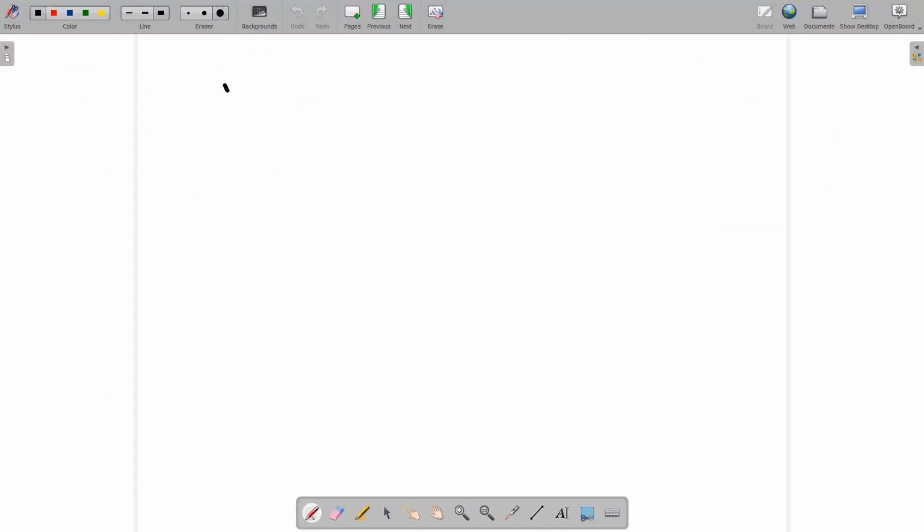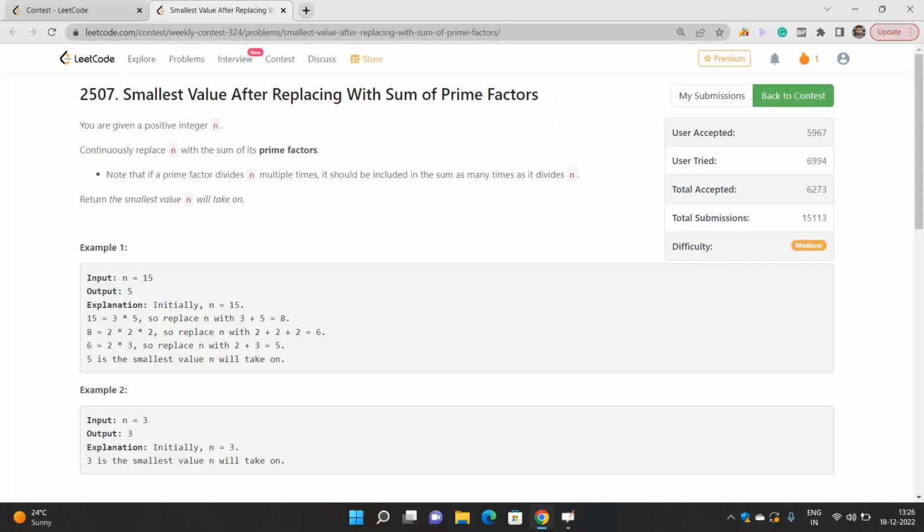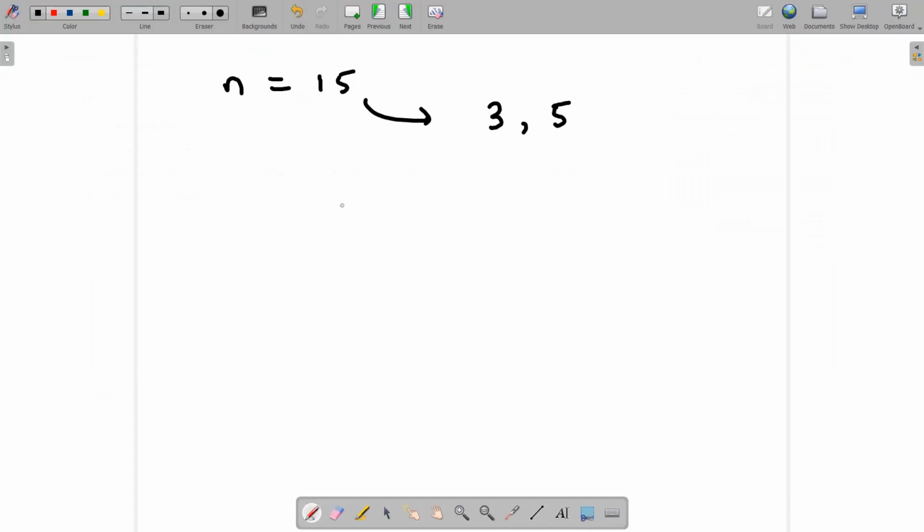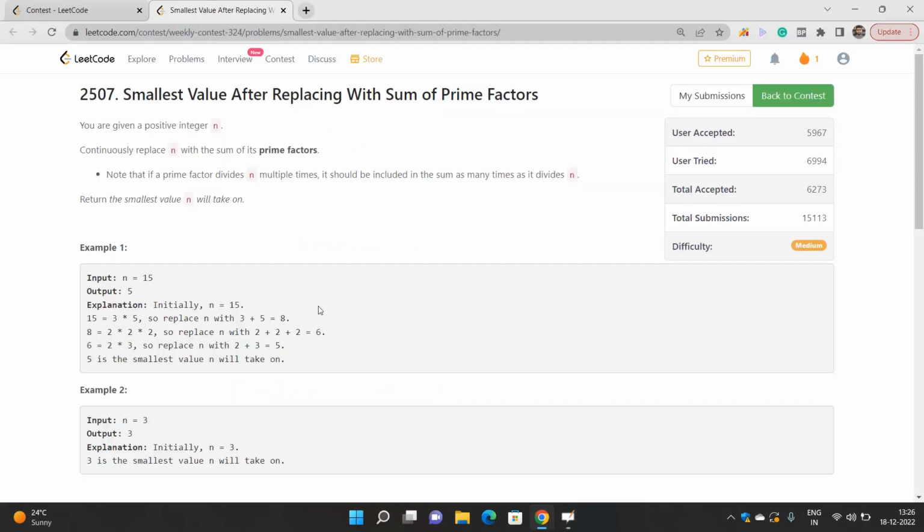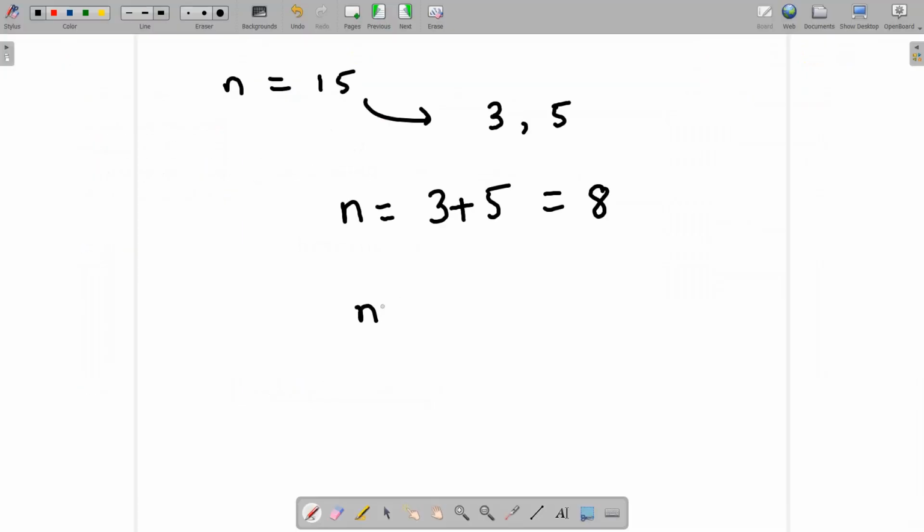Suppose n is 15. So what are the prime factors of this 15? It's 3 and 5. Okay. So what you need to do is replace n with the sum of its prime factors, which is 3 plus 5. So it is going to be 8. Okay, yeah, we are done. So now n is 8.